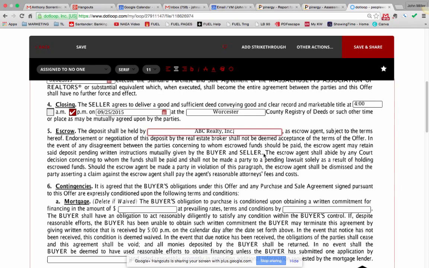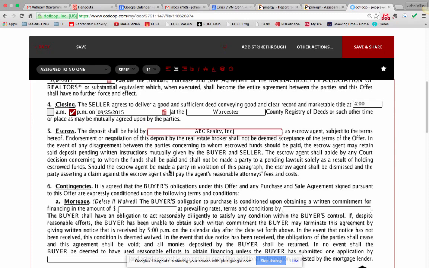And they both, traditionally, would both have to sign the release of escrow form in order to have the deposit go one way or the other. Moving on, it says the escrow agent shall abide by any court decision concerning to whom the funds shall be paid and shall not be made a party to a pending lawsuit solely as a result of holding escrowed funds.